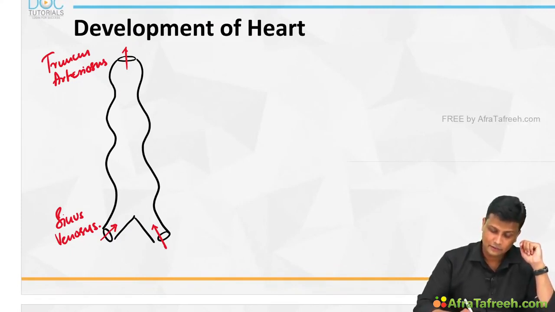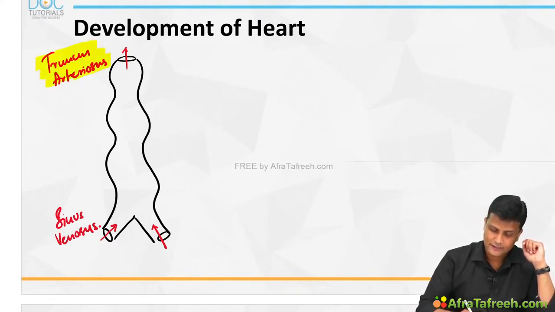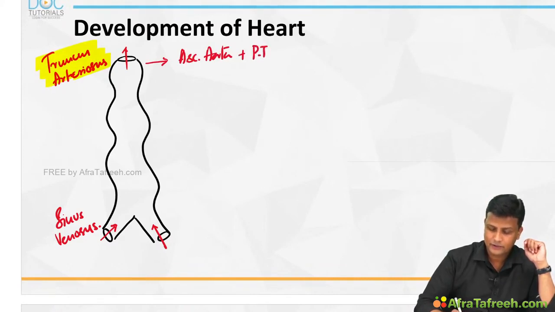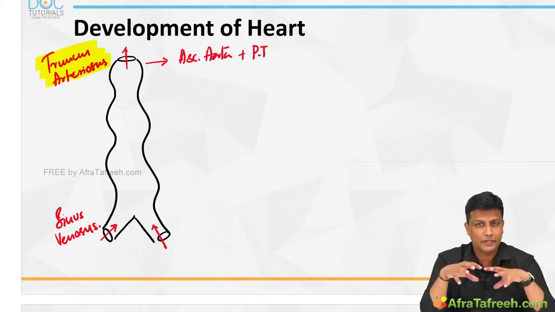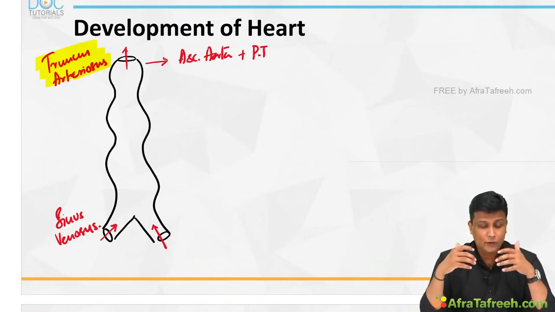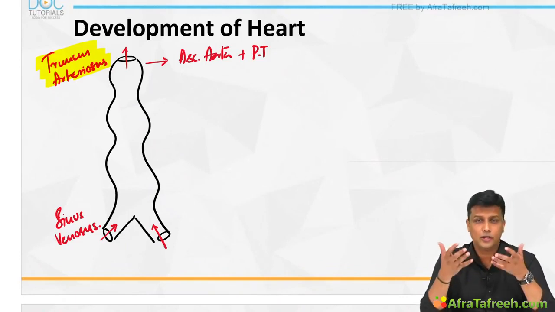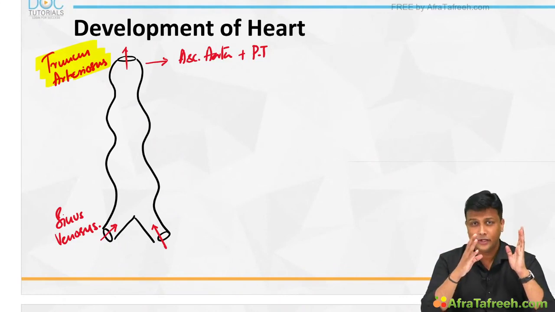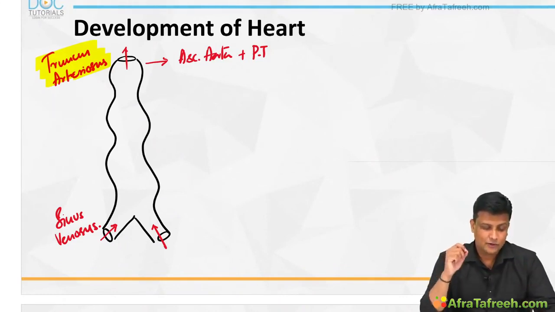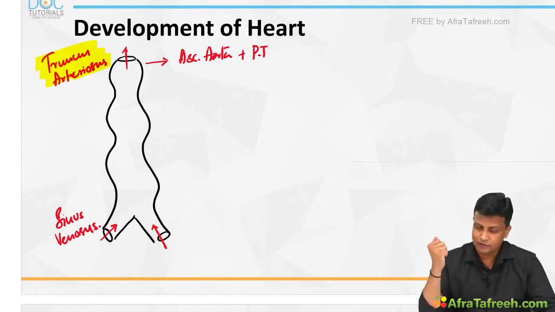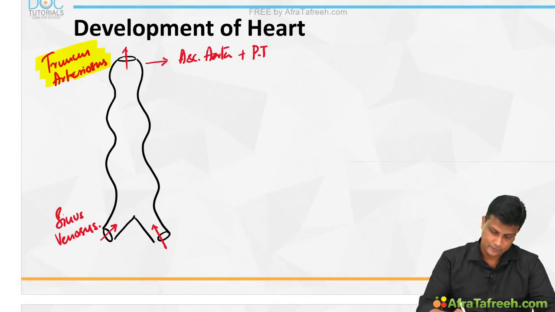That is the reason, my dear friends, remember, truncus arteriosus is the one which is going to form the ascending aorta. And not only the ascending aorta, even the pulmonary trunk. You can compare this embryology easily with the gross anatomy, guys. Right now in your heart and my heart, what is the one which is going to take the blood out? The blood is taken out via the ascending aorta as well as the pulmonary trunk. That is why they are derived from the truncus arteriosus part.